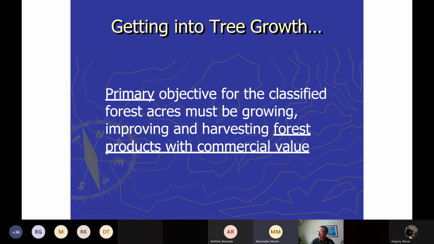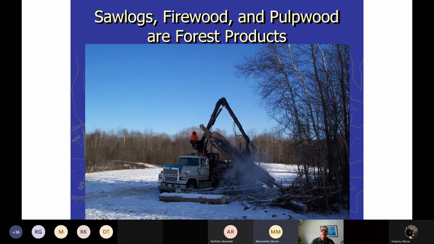It's important to note that some of the other things that we think of as forest products do not qualify for tree growth status. Fruit trees, nuts, berries, other kinds of things that might be harvested or gathered, and ornamental products are not eligible for tree growth. Doesn't mean they're not important, but they don't make you eligible for tree growth.